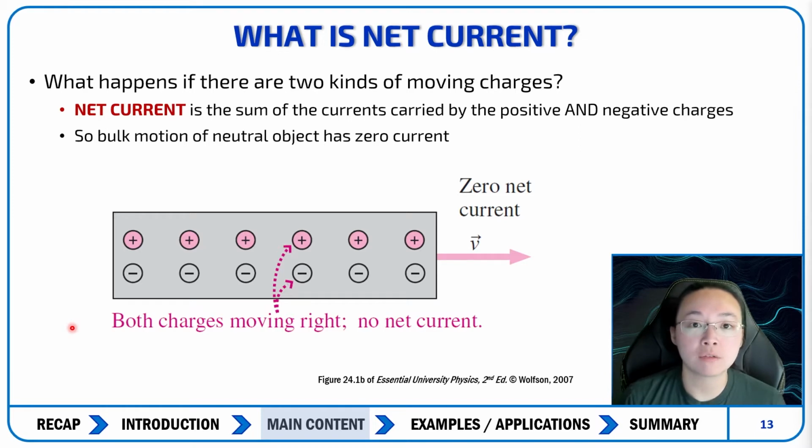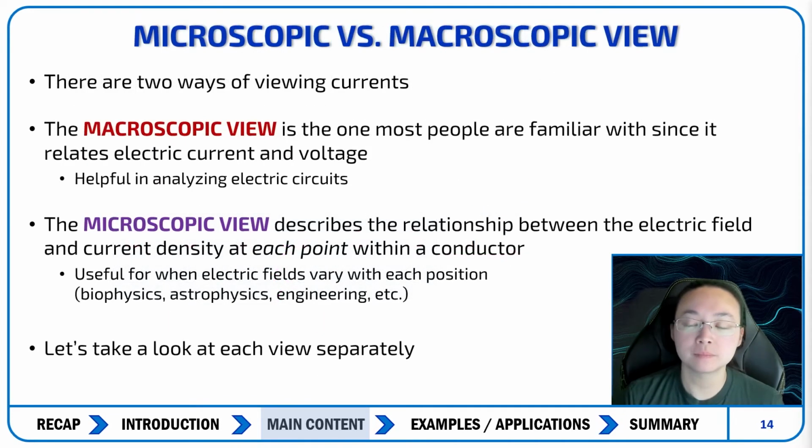So if you have a neutral object with zero current, the assumption is that you have an equal number of positive charges and negative charges moving in the same direction, which means that the current is going towards the right and towards the left at equal magnitudes to cancel each other out. So that's this case over here.